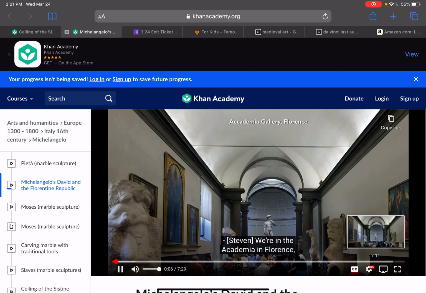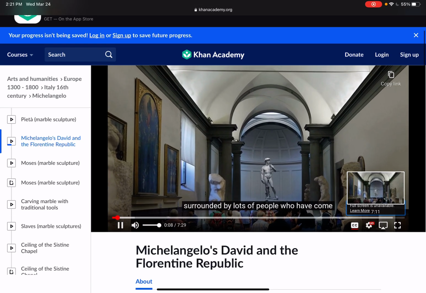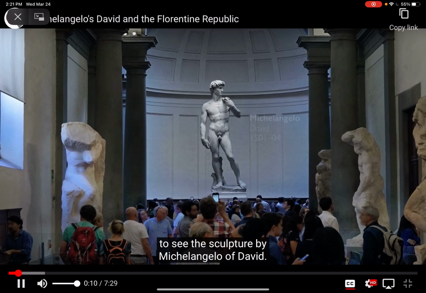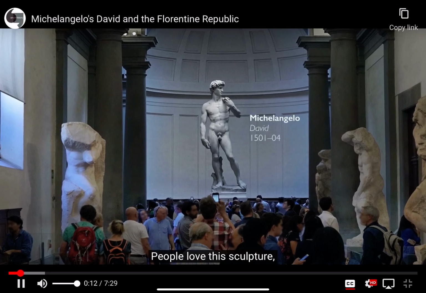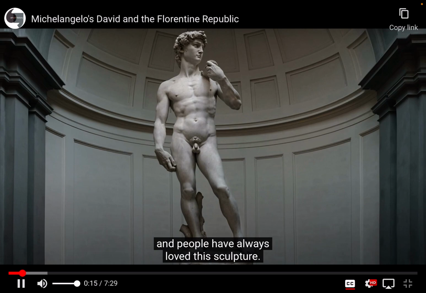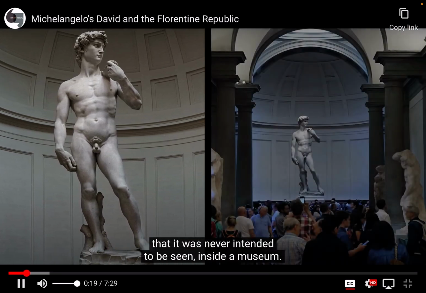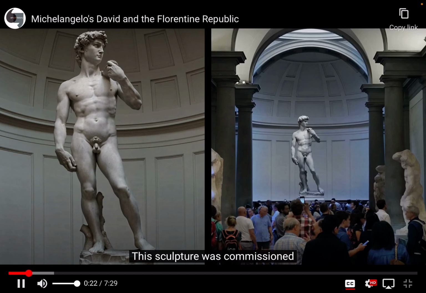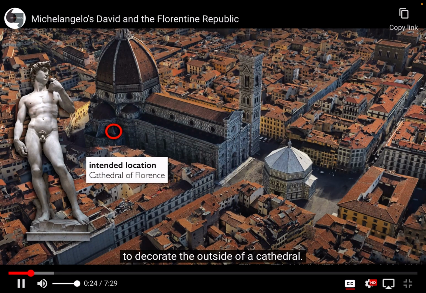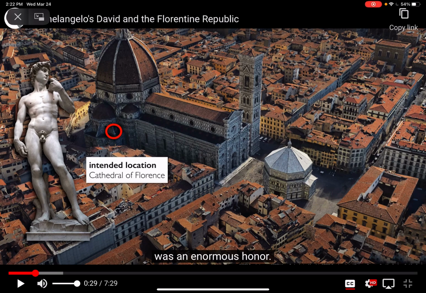We're in the Accademia in Florence, surrounded by lots of people who have come to see the sculpture by Michelangelo of David. People love this sculpture, and people have always loved this sculpture. But we're seeing it in a place that it was never intended to be seen, inside a museum. This sculpture was commissioned to decorate the outside of the cathedral, which, for such a young sculptor, was an enormous honor. You should know the name of this building. If you don't, it's Santa Maria del Fiore, and the dome was by Brunelleschi. He was 26 years old.